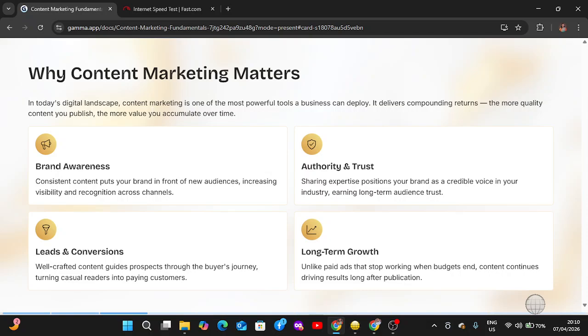This helps position you as a thought leader for your brand and makes you a credible voice in your industry, earning long-term audience trust. And the thing is, once you are consistent, people will always refer you. That's one thing I can tell you. People will always refer you because they like you, they know you, and they trust you, and they always want to refer you. And that's one powerful thing about content marketing.